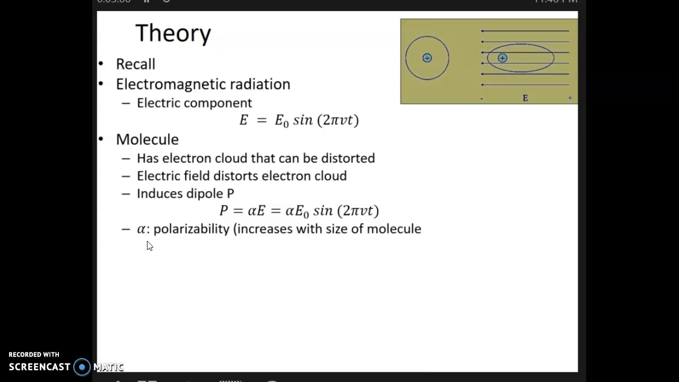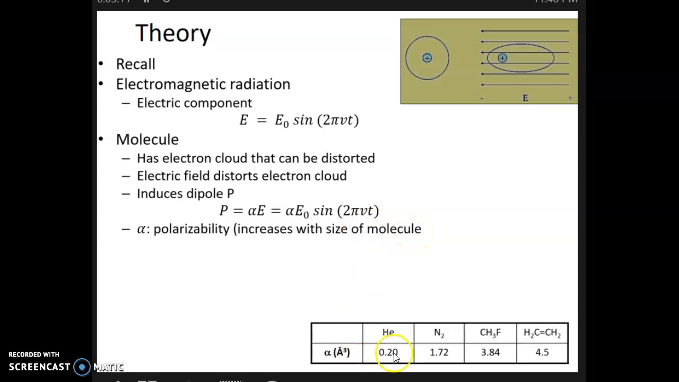The polarizability is the ease of distortion of the electron cloud surrounding a molecule. It's different for different molecules, and it increases with size. For the helium atom it is 0.2, and for acetylene it's 4.5. As a matter of fact, alkanes have high polarizability.